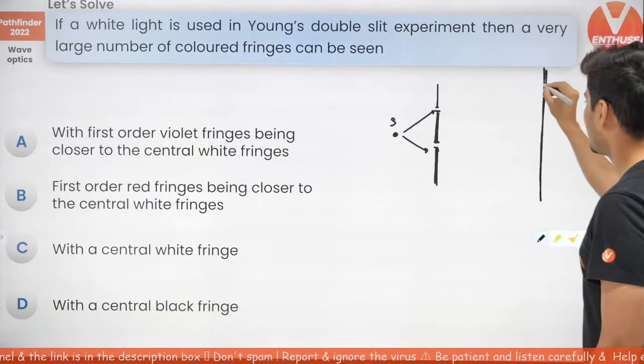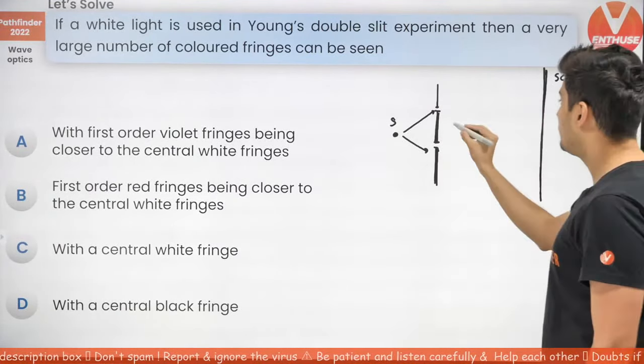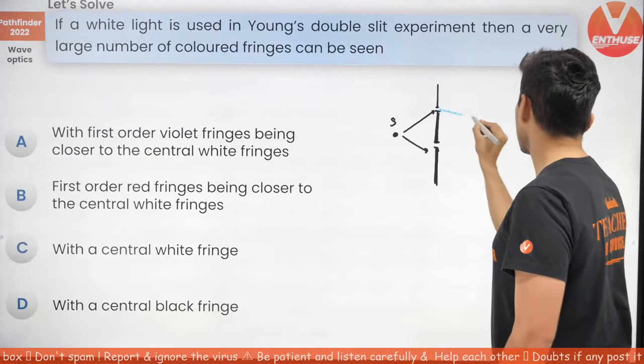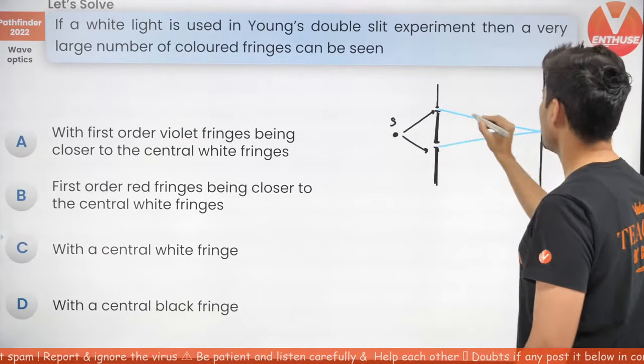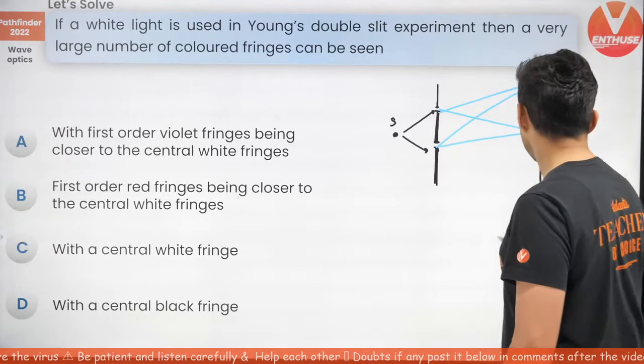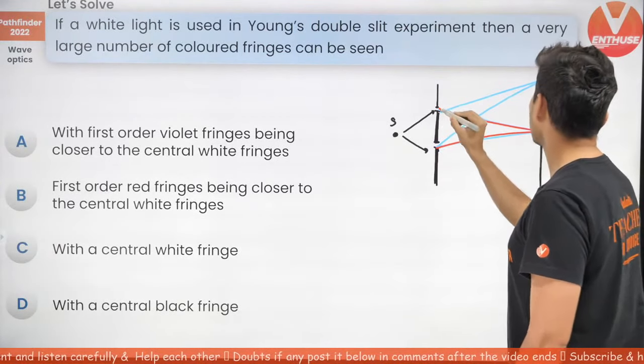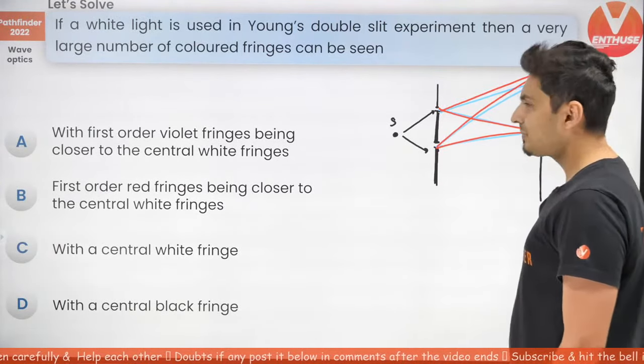Every color is there in it. So if this is your screen, think what will happen if there was a blue color light coming. How will the pattern be formed at different places? Then think what will happen if red color light will come. Think what will happen if green color light will come. What will be the difference in it?